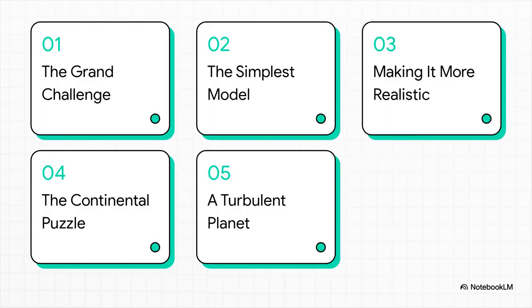So in this explainer, that's what we're going to do. We're going to build one of these models ourselves, step by step. We'll start with the grand challenge of it all, then create a super simple base model. From there, we'll start making it more realistic by adding in real-world physics and, of course, the continents to see what kind of turbulent picture of our planet actually emerges.